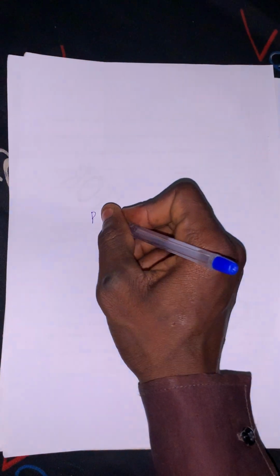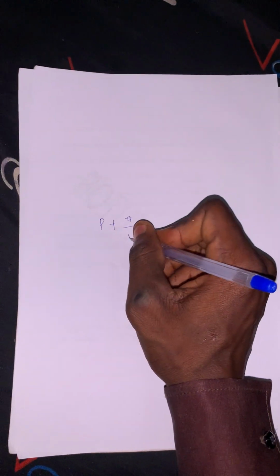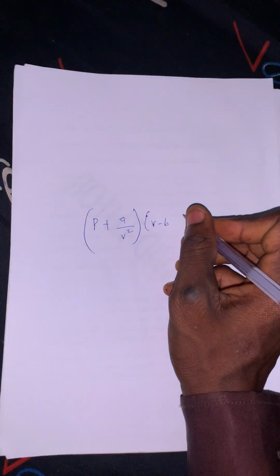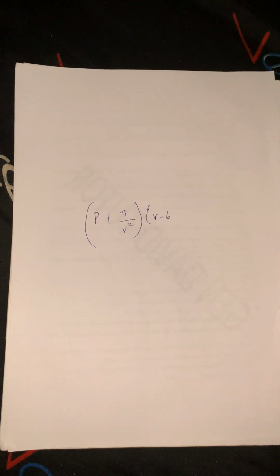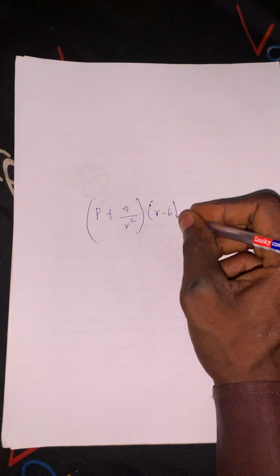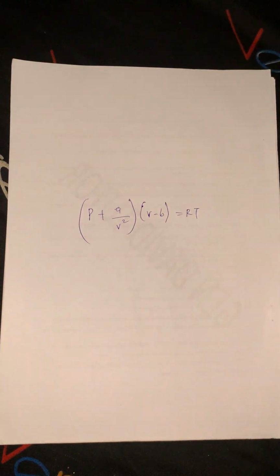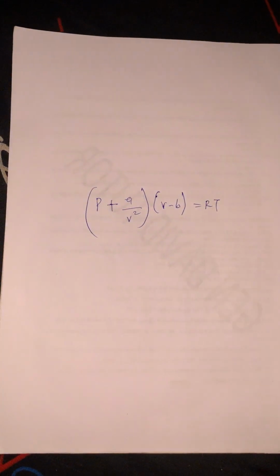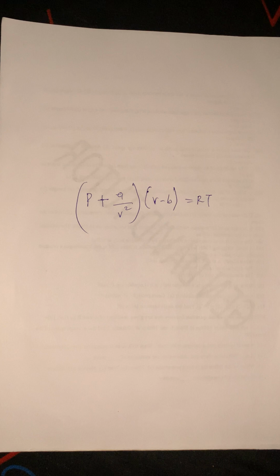Now, what is the question? The question is, this equation, P plus A over V squared, in brackets, multiplied by V minus B, is equal to RT. This equation is for which law?